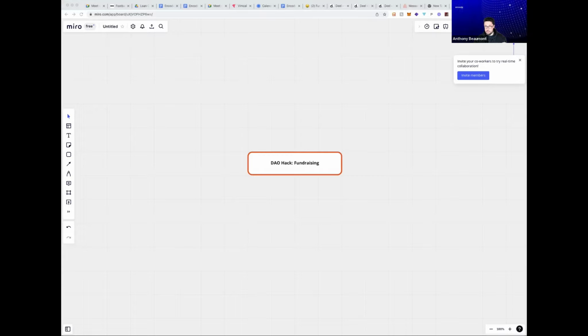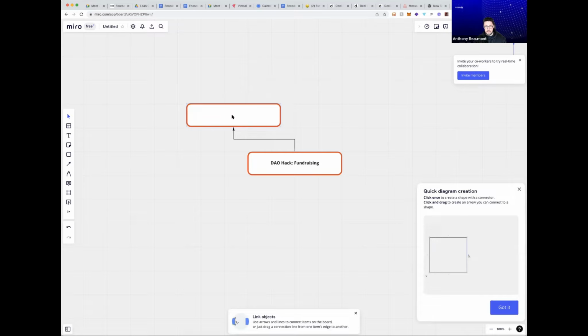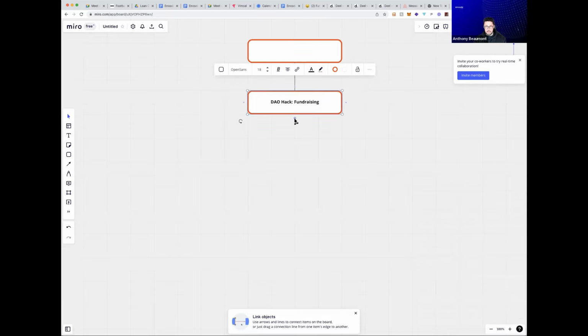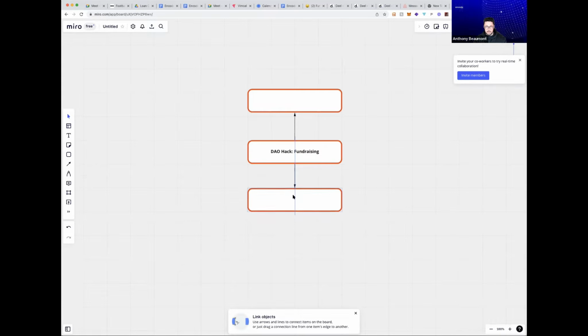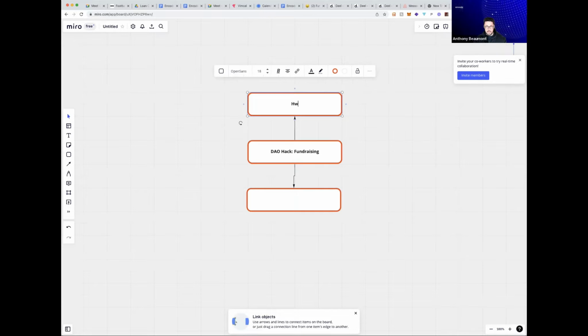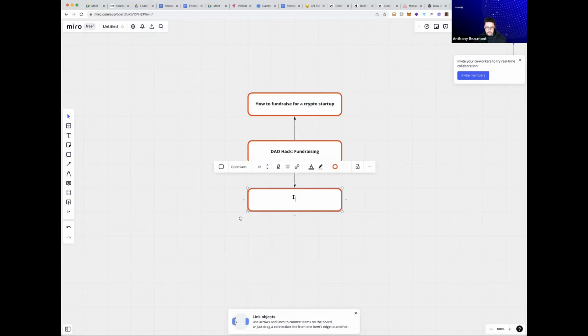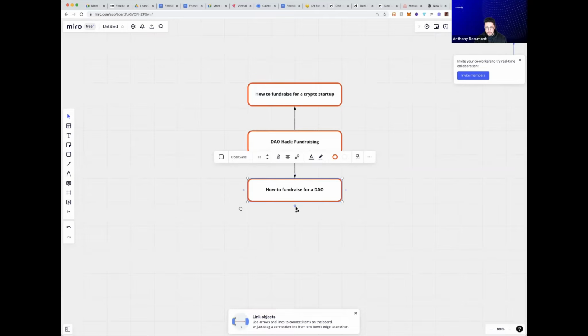Great. So I'm going to take this broadly in two directions, guys. One of them is how to fundraise for a crypto startup. And second is how to fundraise for a DAO. And they're not the same. So I'm actually going to start with, I think, the more interesting one, which is how to fundraise for a DAO. A quick refresher on what is a DAO.